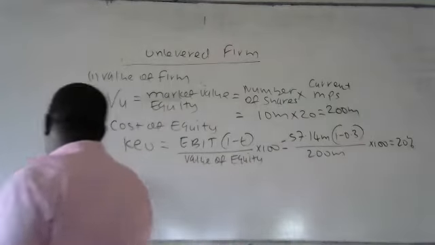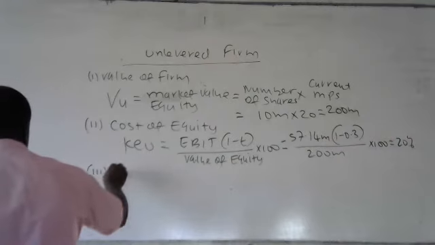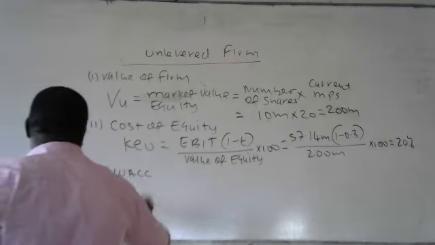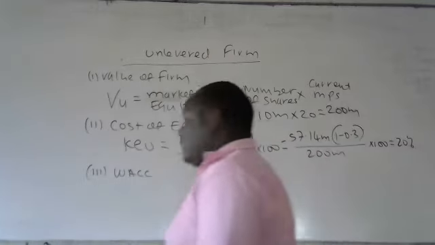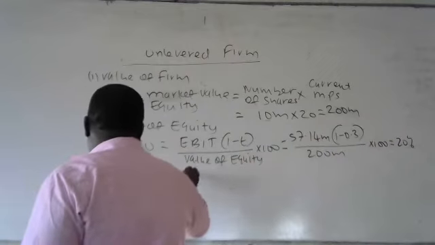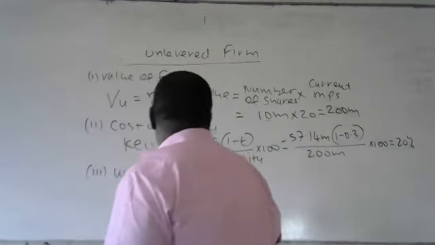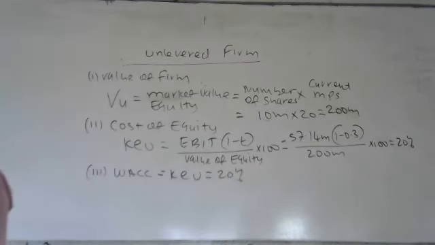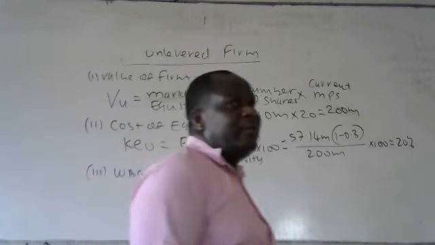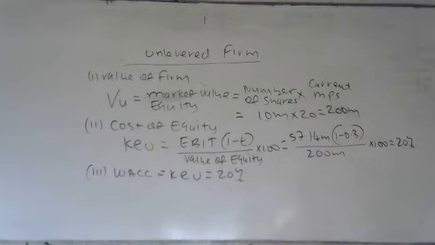Then we also compute the WACC. When the firm is unlevered, WACC is the same as what? KEU. So it will just remain 20%. When the firm is unlevered, the WACC is the same as the cost of equity.